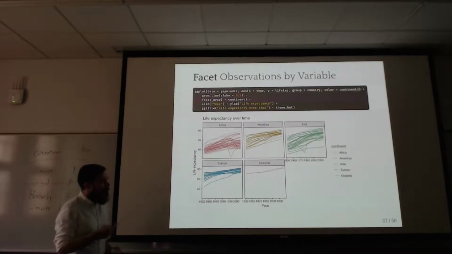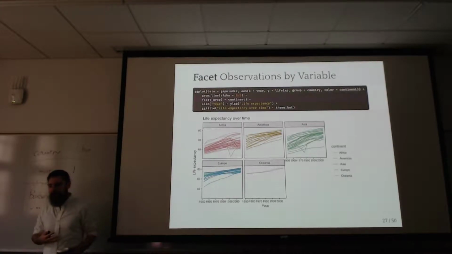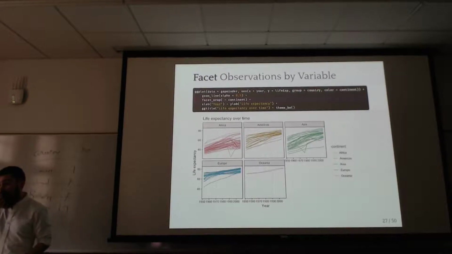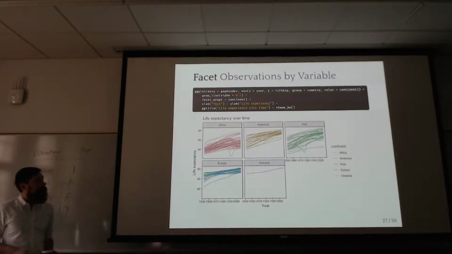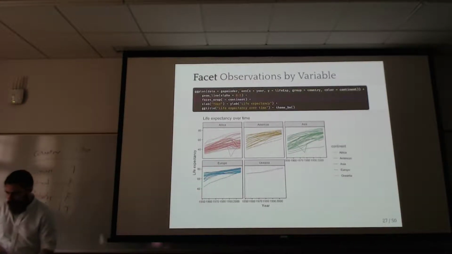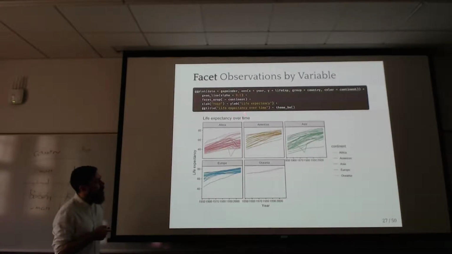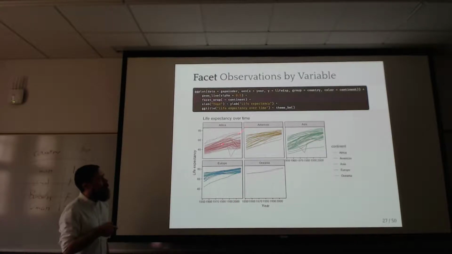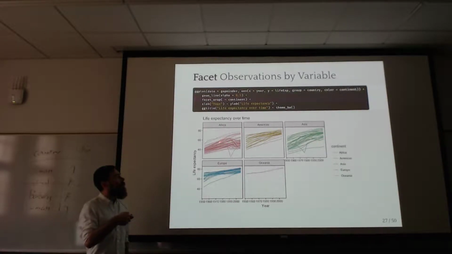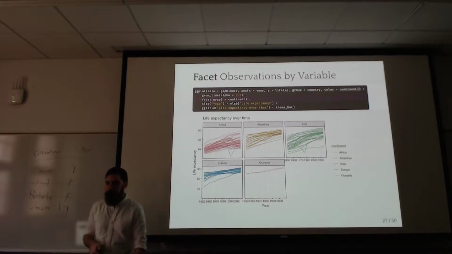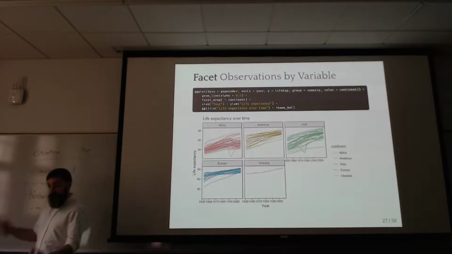In this case, I've done something that would be a very complex plot to do in base R. You could probably do it in lattice, but it would be very complex syntax. What I wanted to do is get a plot of life expectancy by year for each continent separately, but each country in that continent gets its own line. It's trivial to do this.